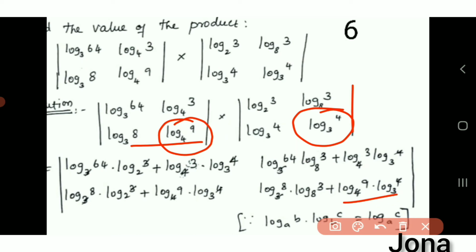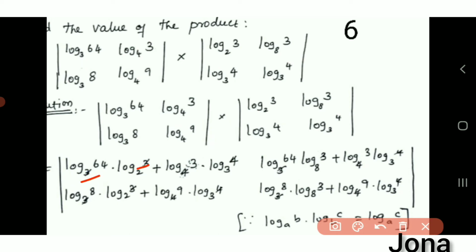This is ordinary matrix multiplication. Now let me simplify. If the bases and the numbers match, we can take the answer directly: log 64 base 2. Here 4 and 4 cancel, and log 3 base 3 is 1, so this value is 1. Even here 3 and 3 will go off, so log 8 base 2.